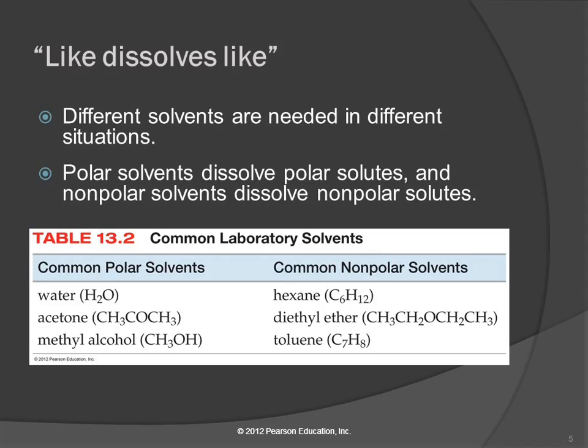So here are some common solvents. Polar solvents include water, acetone, methyl alcohol or methanol. Nonpolar solvents are things like hexane, diethyl ether, toluene. These tend to be hydrocarbons, meaning they're mostly carbon and hydrogen. And so there's just really no polarity going on. This diethyl ether, you might say, well, there's an oxygen in the middle. Yeah, there's a little bit of polarity from that, but then you've got these two carbons surrounded with hydrogens on each end of it, and so it ends up being pretty symmetrical and nonpolar.